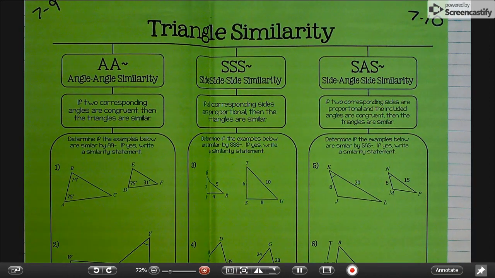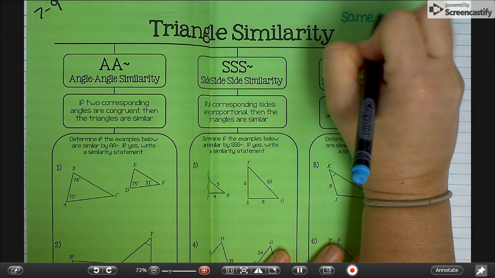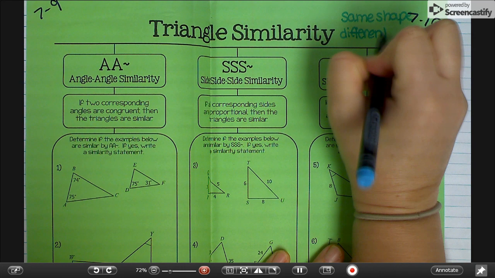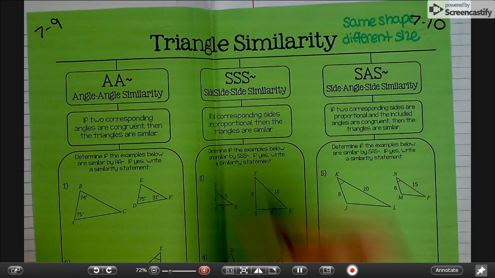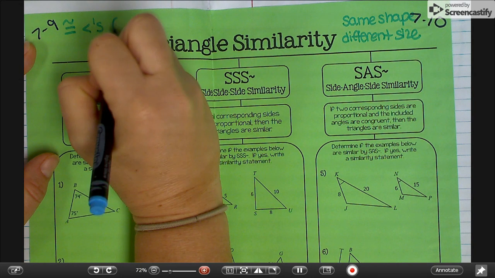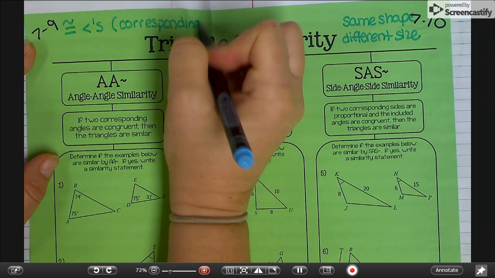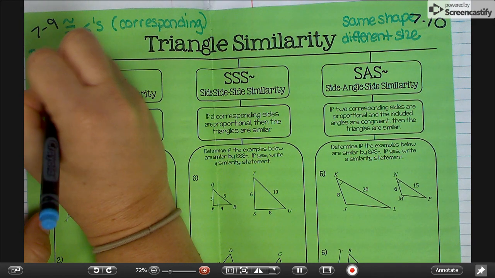Triangle similarity works the same way or similarly as triangle congruence. Just a little review. Similar triangles are the same shape, but different sizes. And to be a little bit more specific, they have congruent angles, and then I'm going to put in parentheses corresponding, because the ones that are in the same location are congruent, not all the angles. Congruent angles and proportional sides.